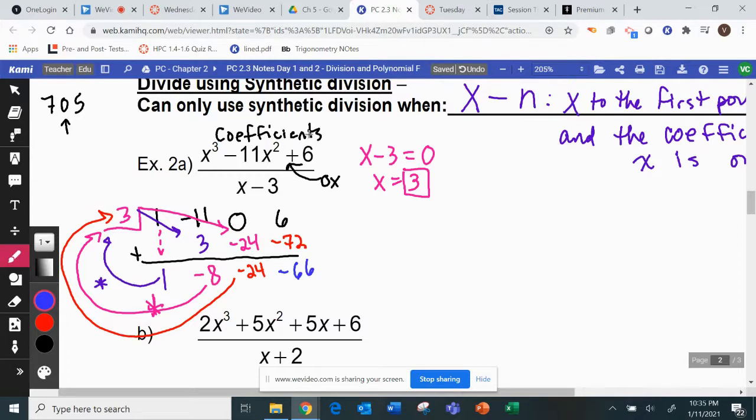Now, as soon as I put my last number, I always box up that number. This is our remainder. The numbers at the bottom, I got a lot of lines here. I'm sorry, guys. These are the coefficients of the quotient.